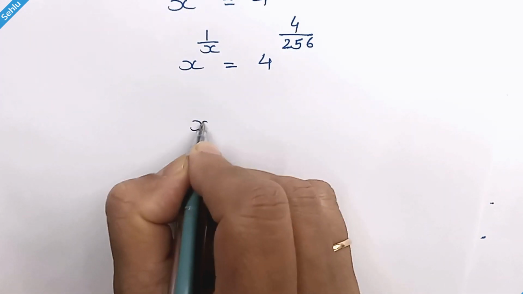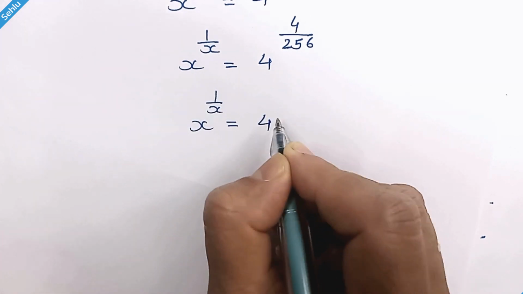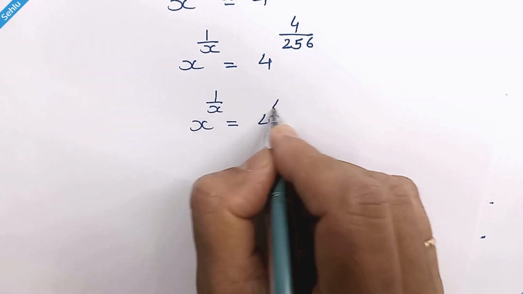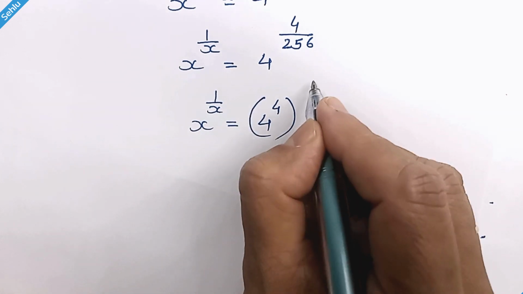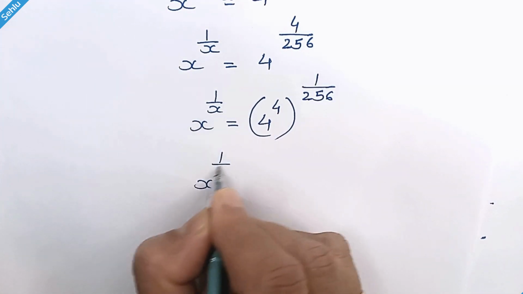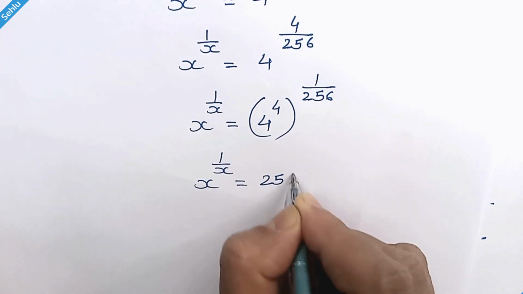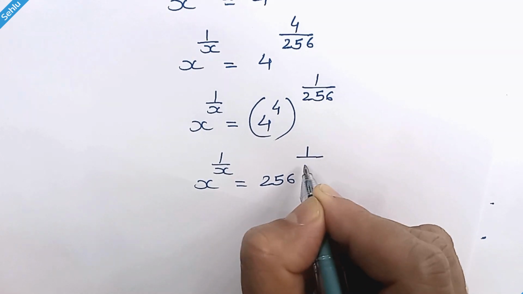Now we have x to the power 1 over x is equal to 4 to the power... This 4 can be in the bracket with the base. So we have 1 over 256 here. 4 to the power 4 is 256, whole to the power 256.